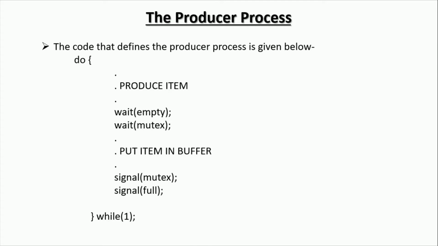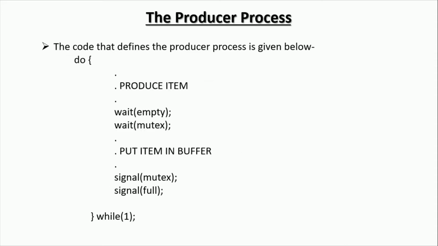In this code, empty and full are the two semaphore variables and the other variable is the mutex. The mutex is initialized to 1 and empty is initialized to n, which is the maximum size of the buffer. Also, full is initialized to 0. The mutex semaphore ensures mutual exclusion. The empty and full semaphores count the number of empty and full spaces in the buffer.